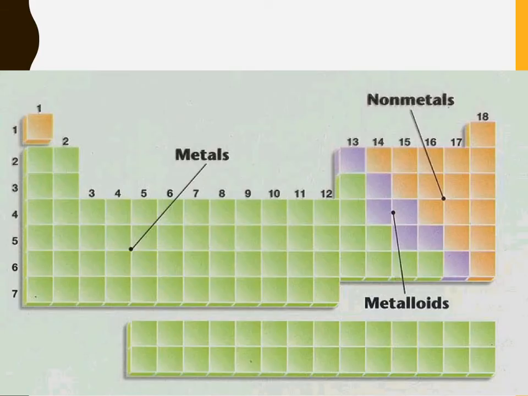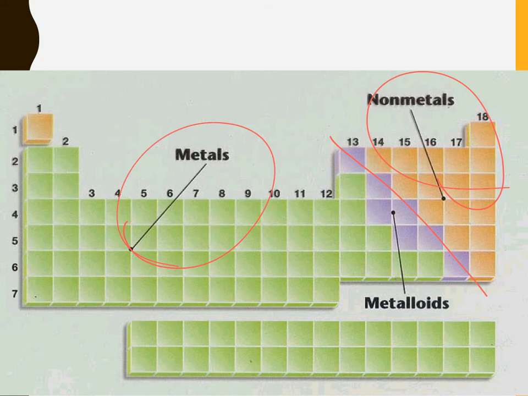Here's the breakdown of metals versus nonmetals that I was talking about, and here's my stair-step line. Things that touch the stair-step line are called metalloids or semimetals, meaning they have properties of both metals and nonmetals. If you're on the right of that line, you're a nonmetal. On the left, we have our metals. Notice how many more metals we have than the nonmetals.